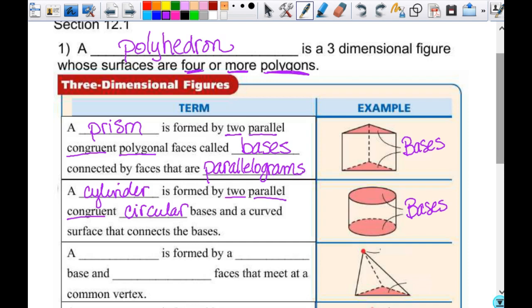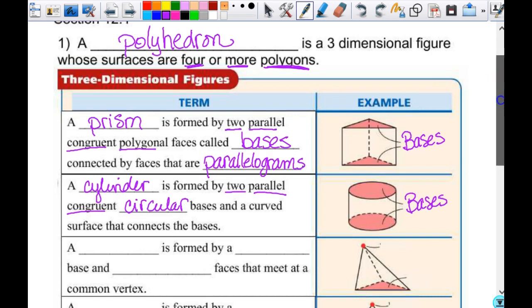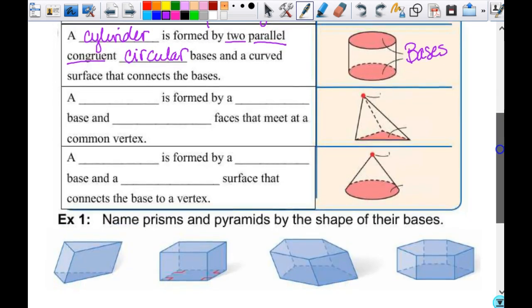Some of y'all were focused on the 4 or more. There was only 3 pieces, and you're right about that. But none of them are polygons anyway, right? So there are no polygons. So a cylinder is not a polyhedron. That's okay. Everything doesn't have to be. I mean, not everything's a polygon either. So we're good. Just make sure you understand what the definitions actually mean.